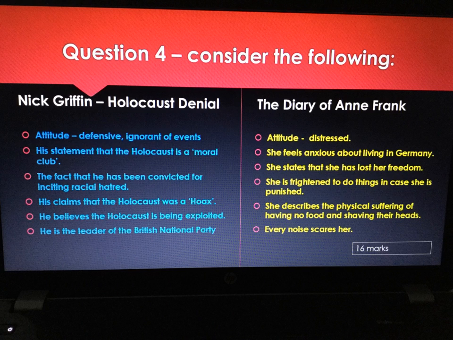Now, when we look at Anne Frank's diary, her attitude is one of distress, isn't it? And even that word doesn't do it justice. She's traumatised. She feels anxious about living in Germany. She states that she's lost her freedom. She's frightened to do things in case she's punished. She describes the physical suffering of having no food and shaving their heads. And every noise scares her. So we do have 2 very different attitudes here in terms of the events that took place during the time of the Holocaust.